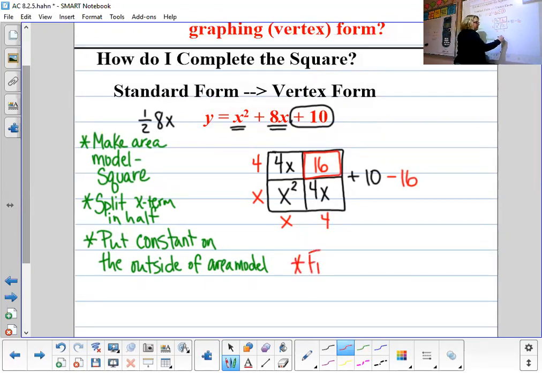Fill in the square. So in this case, I added 16 to fill in the square. And then balance it by subtracting 16.